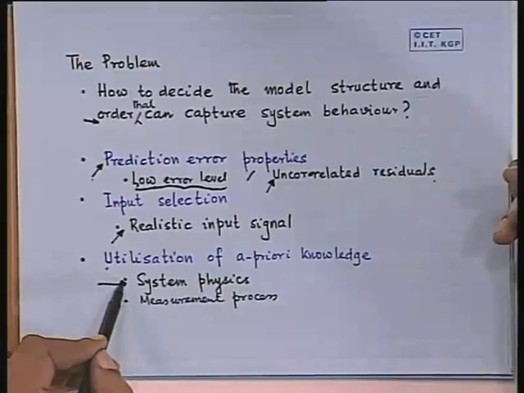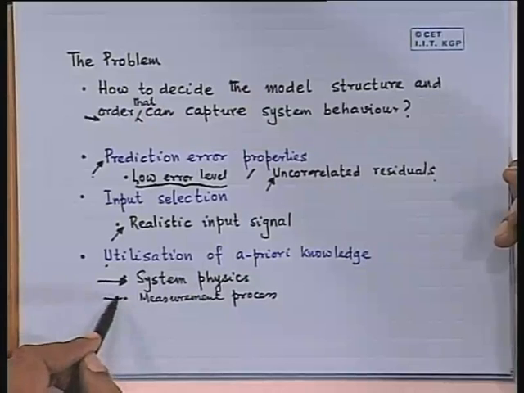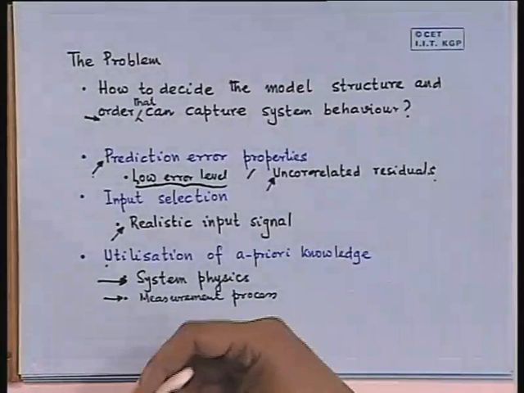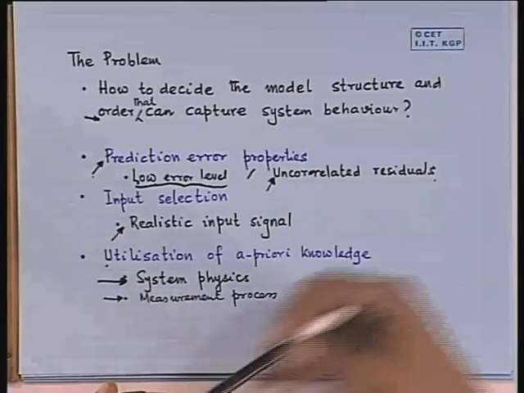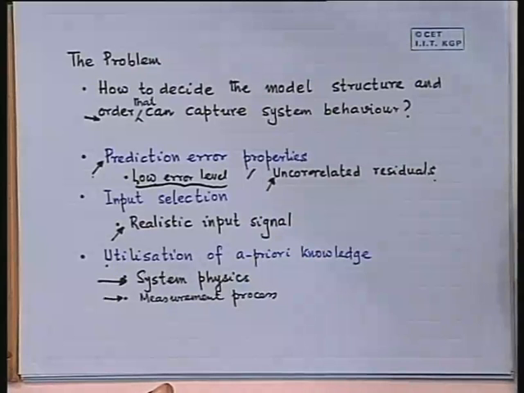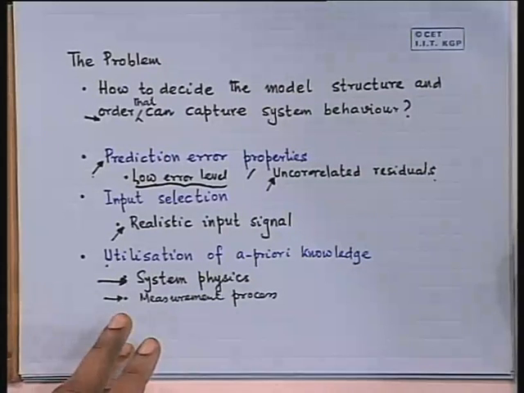So you have to use system physics, and you have to use also the knowledge of the measurement process. In many cases it happens that the measurement process may have a bias. It may have a DC bias. So if you know that it may have a DC bias, often what you do is, rather than working on normal data, you may like to work on difference data. That is, you create a different input which will be u(k) minus u(k-1).